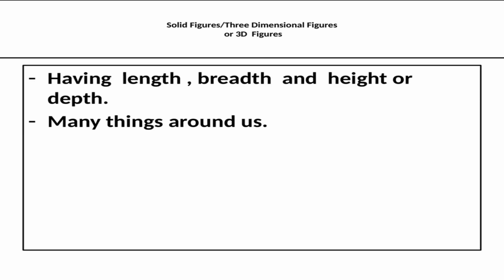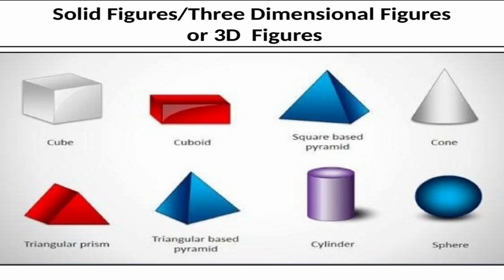Next, see some more examples of solid figures, three-dimensional or 3D figures: cube, cuboid, square base pyramid, cone, triangular prism, triangular base pyramid, cylinder, sphere. These all are examples of solid figures or three-dimensional figures, and there are many more things also. Next please.